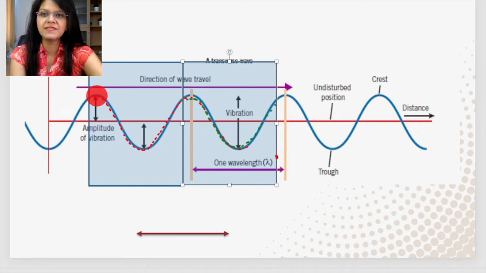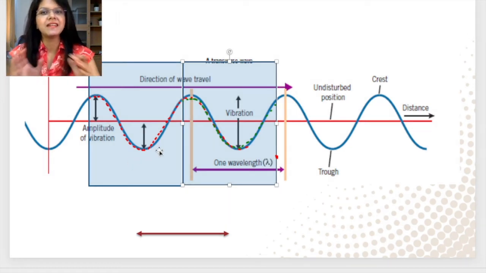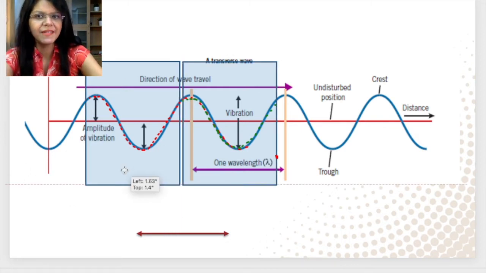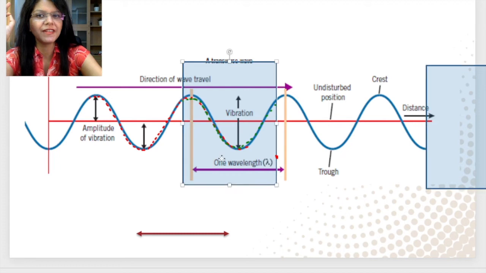So slightly curved down, going up, slightly curved down, going up, going down, and then going up. Same disturbances, same set of pattern getting repeated. No matter where you place these two boxes, you'll see that the adjacent boxes will contain exactly the same repeated patterns, right?